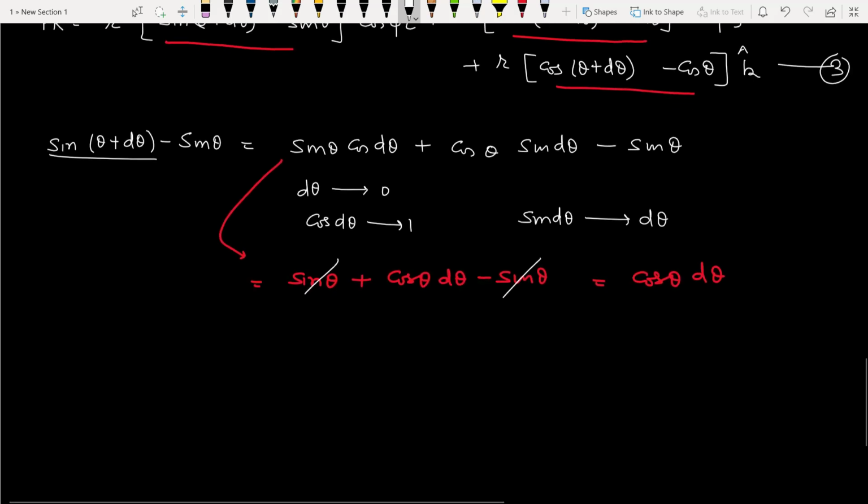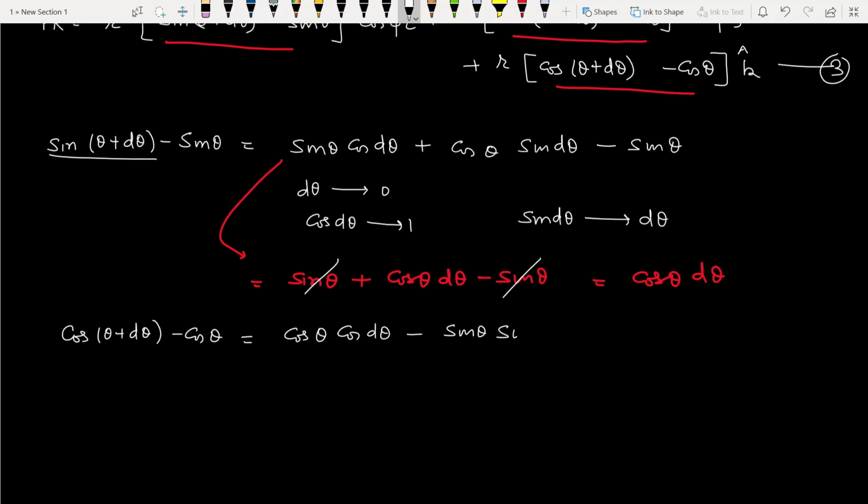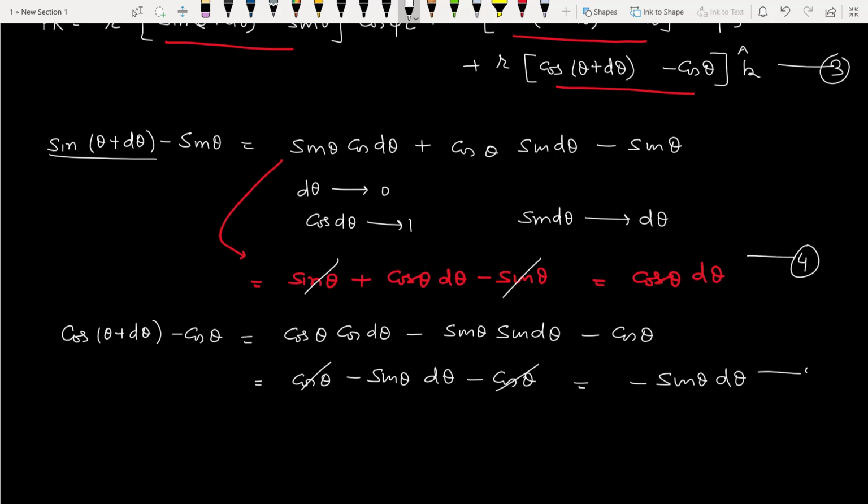Similarly for the next term, cos theta plus d theta minus cos theta, it is cos A cos B minus sin A sin B. So cos theta into cos d theta is 1, sin theta into sin d theta is d theta. So these two terms cancel out. So what we are left with is minus sin theta d theta. So when we use equation number 4 and equation number 5 in equation number 3, we will get PR vector.